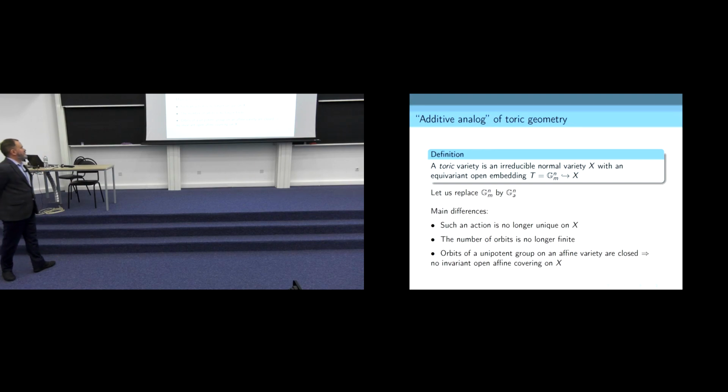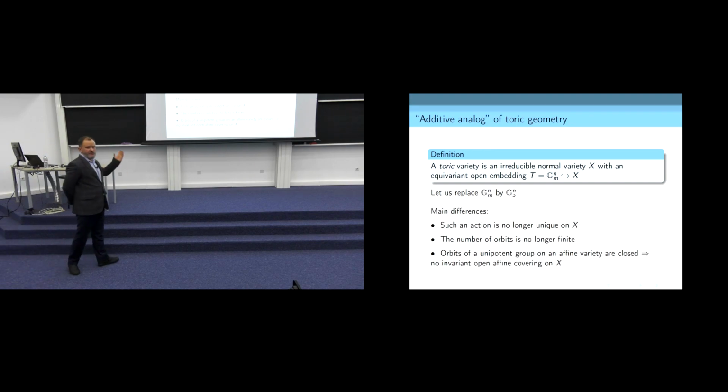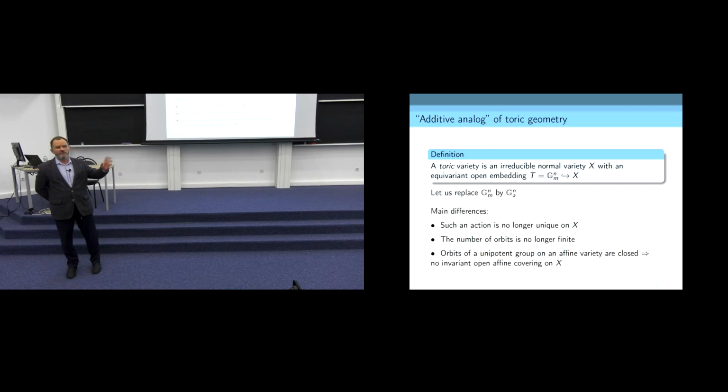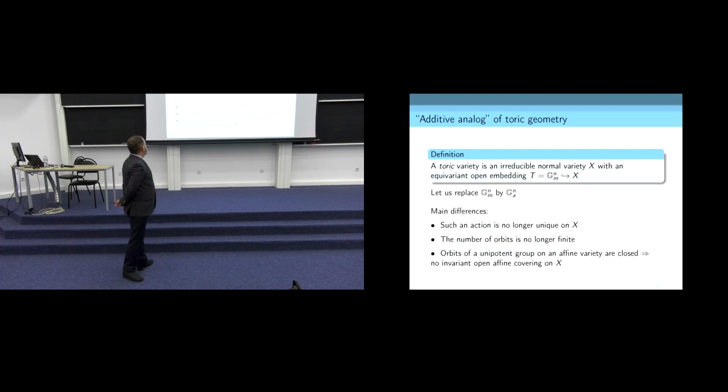The second bad news is that the number of orbits is no longer finite. We will see the corresponding example on the next slide. In toric geometry, it is also important that orbits are in bijection with cones, so there are finitely many of them, and here nothing like this. And point number one, a non-trivial fact from toric geometry, is that if you have a toric variety, then all possible actions of a torus with an open orbit are conjugate. So essentially there is only one structure of a toric variety on a given variety.